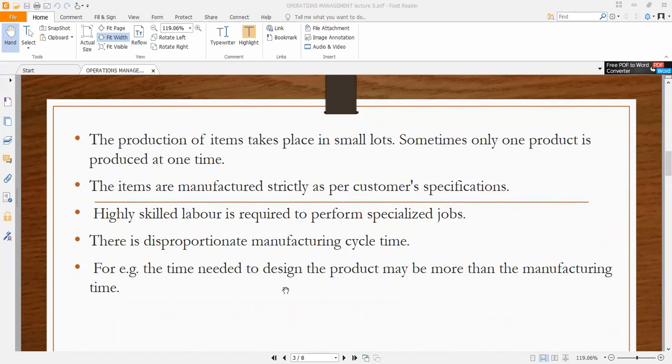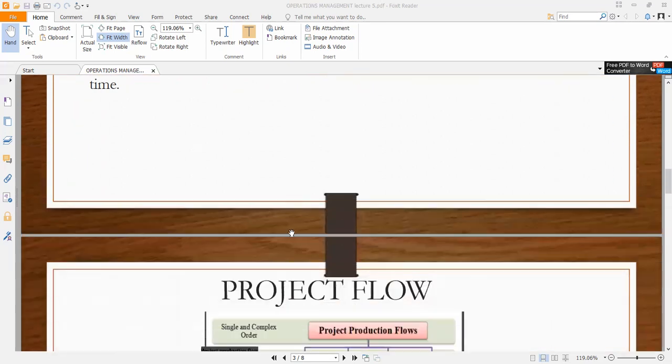There is disproportionate manufacturing cycle time, meaning that the cycle time is not proportionate, it's not the same. This product may take 2 months, the other one may take 3 months, the other one may take 1 month and weeks. So there are different times. For example, the time needed to design the product may be more than the manufacturing time. That is one good example.